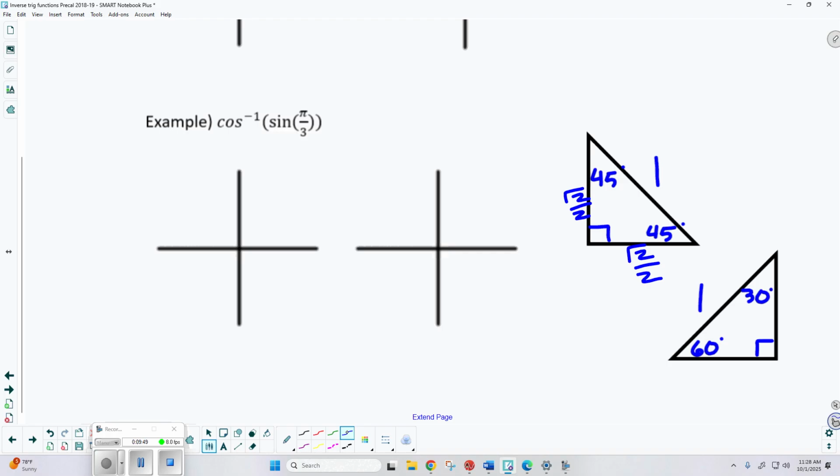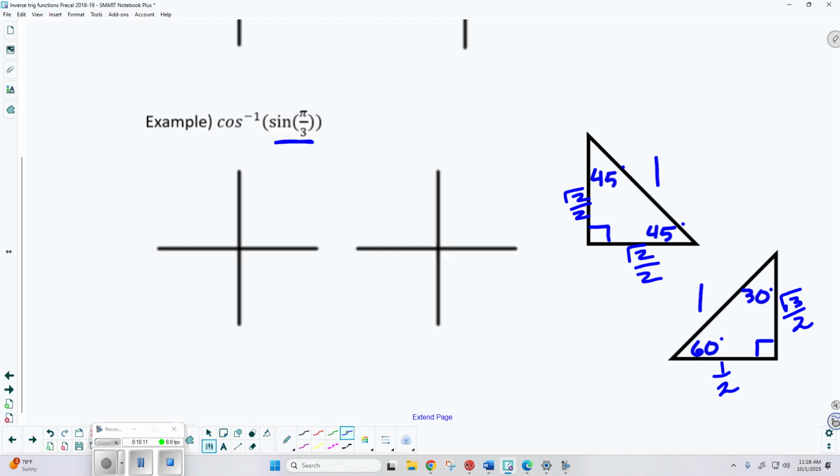Okay, what was that? 1/2. There you go. Now across from 60, that's where we're going to have square root of 3 over 2. There we go. Okay. So let's just go ahead and get right into the composition. Forget about the cosine inverse. We always start with the innermost function and we work our way out.